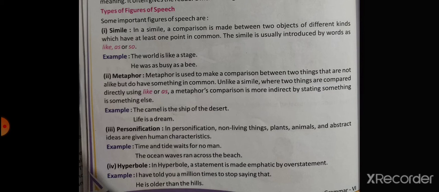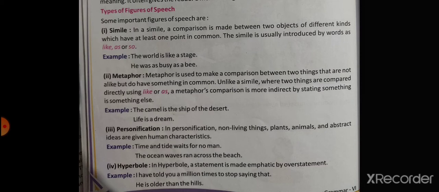Next is hyperbole. In hyperbole, a statement is made emphatic by overstatement, like I have told you 1,000,000 times to stop saying that. He is older than the hills. Here, the comparison is made in a very emphatic manner.